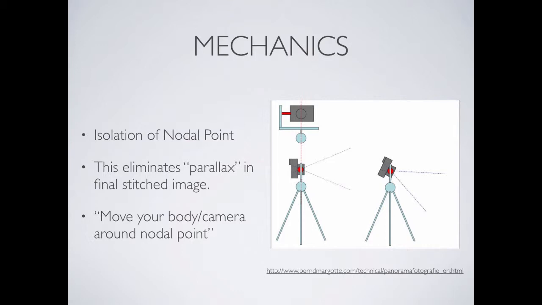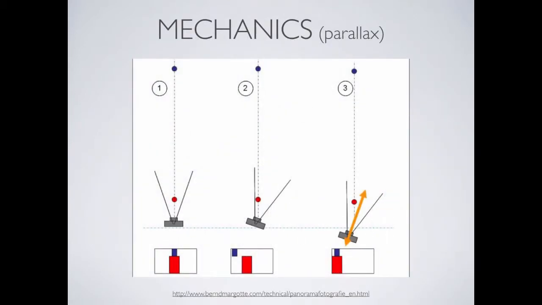But the reason that it works a little bit easier on a phone is because the lens nodal point is right about where the camera is. So there's not a lot of space. There's not much you can screw up. When you have a bigger camera, the distance is further, so you have to rotate differently. So anyway, we have to isolate that nodal point in order to get non-parallax images.